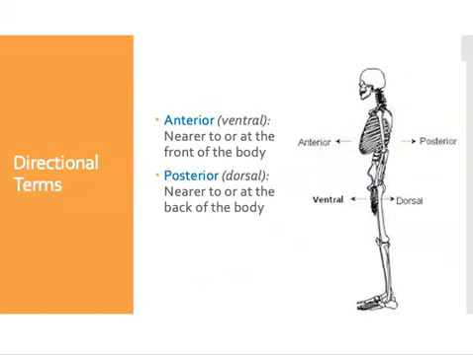The next pair of terms is anterior and posterior. And once again, we have secondary terms for each one. Anterior and ventral mean the same thing. Posterior and dorsal mean the same thing. When you describe something as being anterior, you're saying that it is nearer to or at the front of the body. In comparison, posterior means nearer to or at the back of the body.